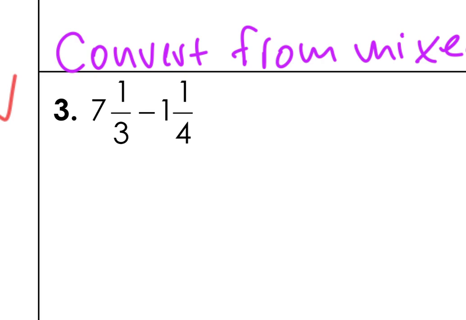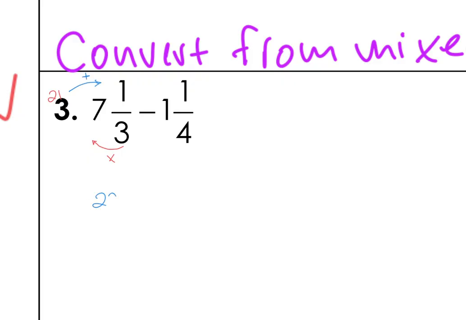7 1/3 is a mixed number. To convert it to an improper fraction, we multiply. 3 times 7 is 21. We're now going to take 21 plus 1 and get 22 thirds. Same thing here. 4 times 1 is 4. 4 plus 1 is 5 fourths. Don't forget this negative. 22 minus 5 is not what we do next, because we don't have a common denominator yet. Man, I am rushing in my head, and y'all are paying the price for it.